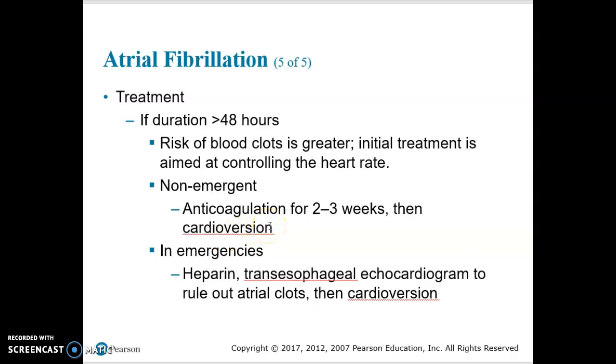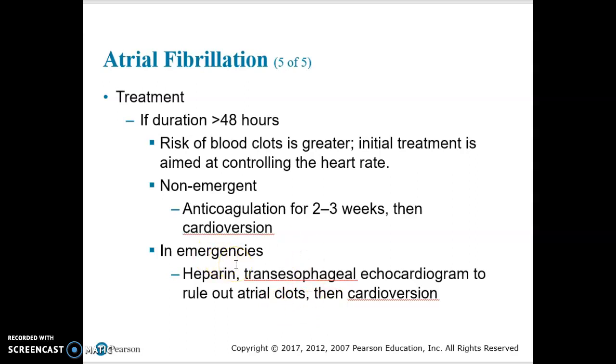In emergencies, they can do heparin or a transesophageal echocardiogram to rule out any atrial clots. So they'll go in and look and make sure that they don't have any clots in there before they do anything, if it's an emergency.